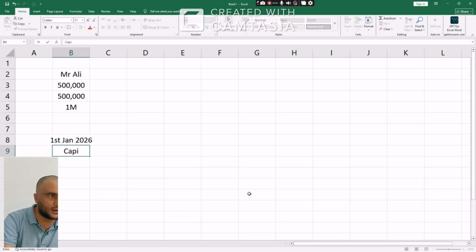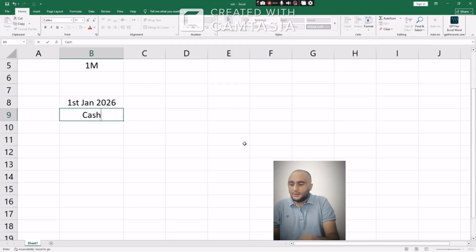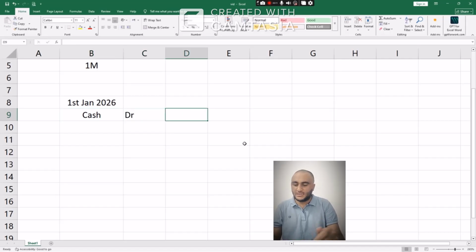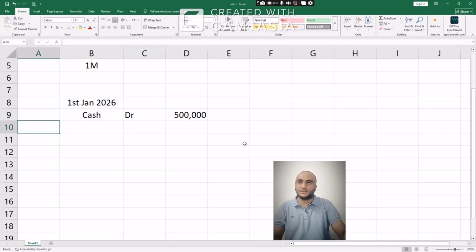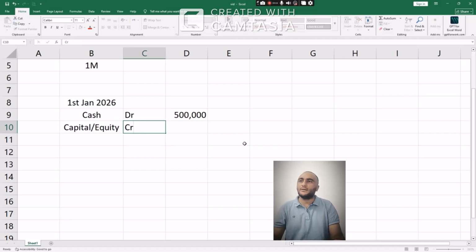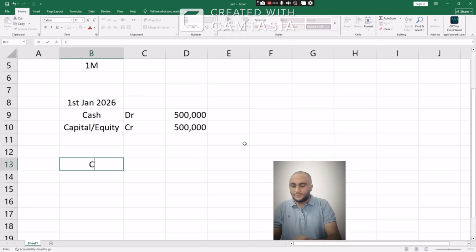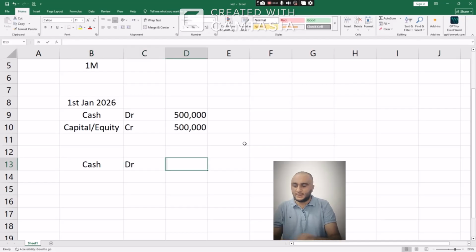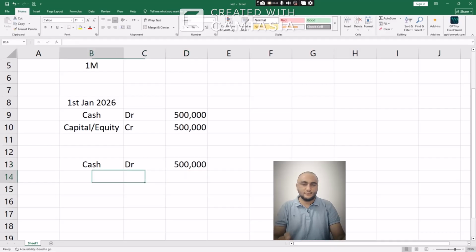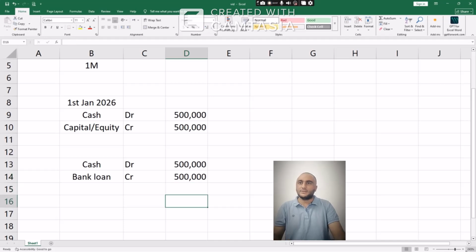So we will record capital or equity. To record this entry, our cash will be debit. As we receive cash, it will be debited with 500,000, and our capital or equity is credited with 500,000. Now, as we receive the second thing, which is the bank loan, again we receive cash, debited with 500,000, and the bank loan will be credited with 500,000.